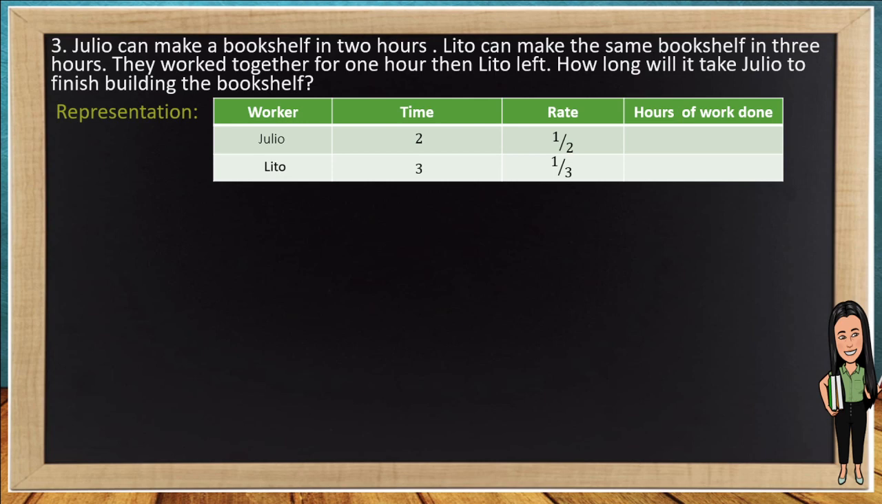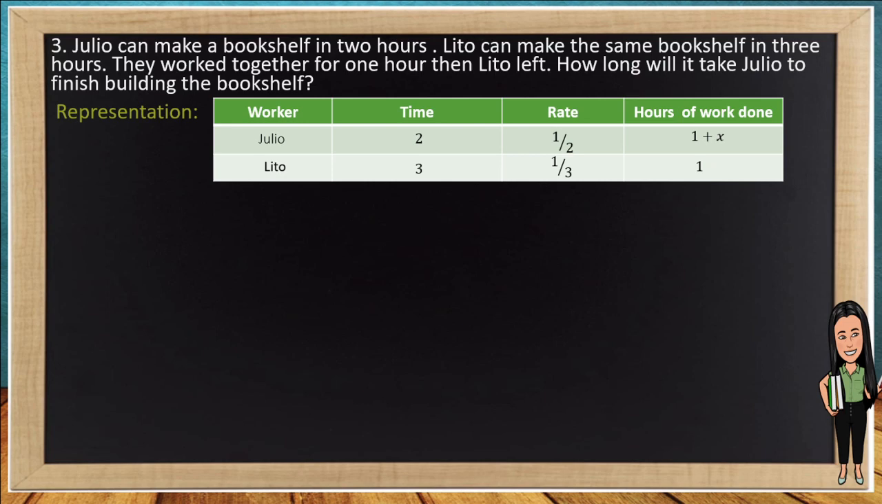Sige. So, ang hours of work na nagawa ni Julio is 1 hour, kasi yun yung time na nag-work sila together. 1 hour plus yung x, which is the time na gagawin niya yung remainder ng task after ni Lito umalis. Okay? Si Lito naman, the number of hours of work done is 1 hour. Yun yung magkasama sila ni Julio.